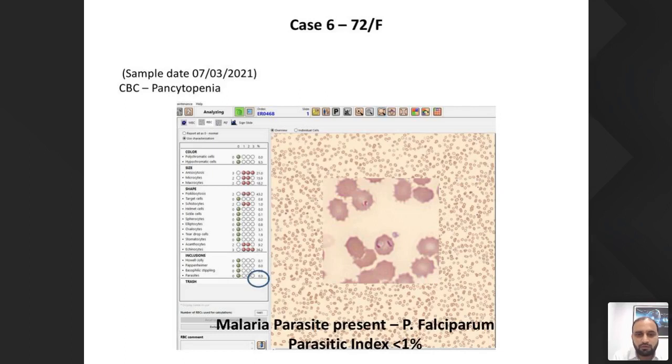But this rare finding which I picked up on CellaVision helped me in proper diagnosis and early diagnosis of this case. And maybe the patient must have got some proper treatment just because I had this advantage of CellaVision, which gave me a flag for malaria parasite.